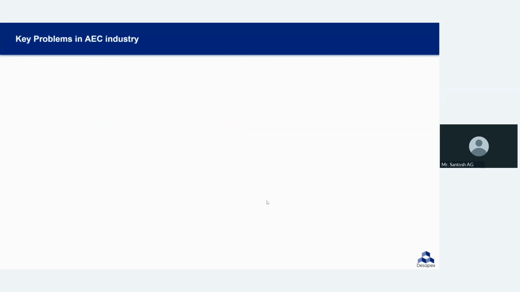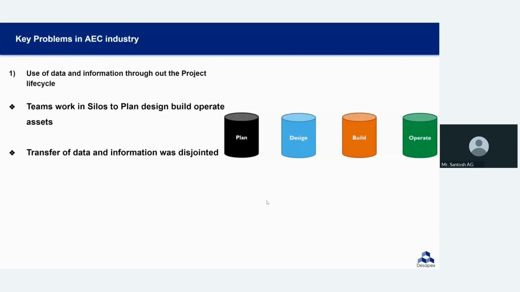Moving on to the key problems in the AEC industry with respect to information management. The first one being the use of data and information throughout the asset life cycle. In the AEC industry, the teams work in silos to plan, build, and operate the assets. They produce and collect data in different ways with no common rules for how it should all be managed. This means the transfer of data and information was disjointed and often incomplete.